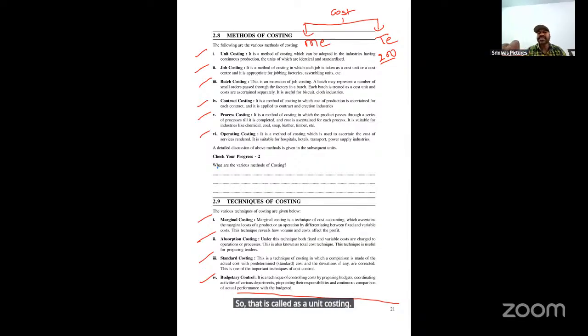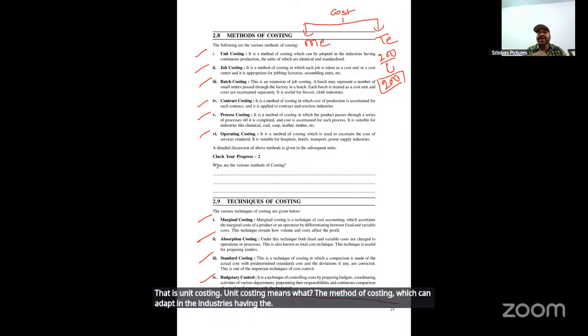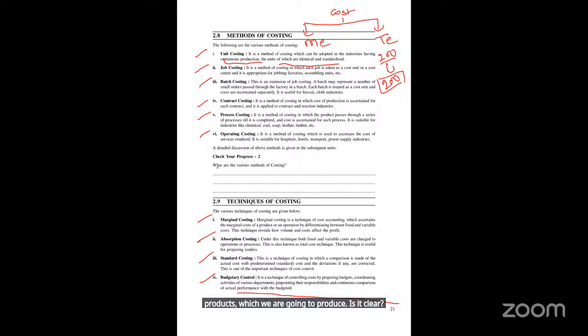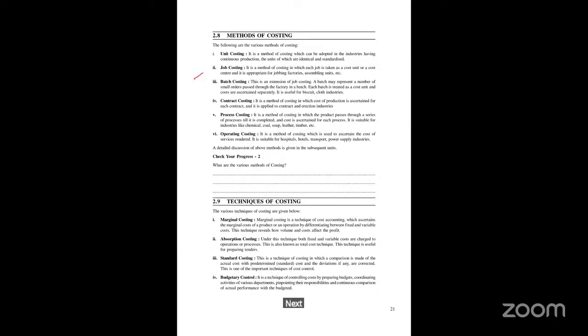Or a sweet house is there, 200 sweets every day they are producing, the same. That is unit costing. Unit costing means the method of costing which can be adapted in industries having continuous production of units which are identical and standardized, the same products we are going to produce. Is it clear? Yes, sir.